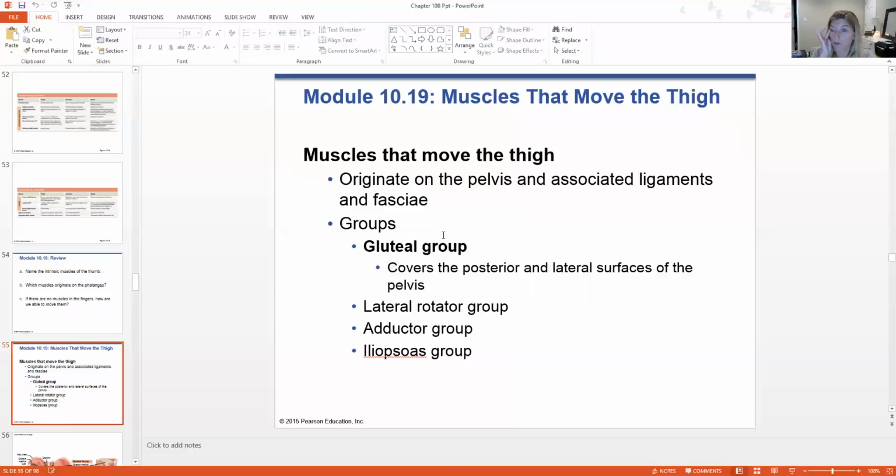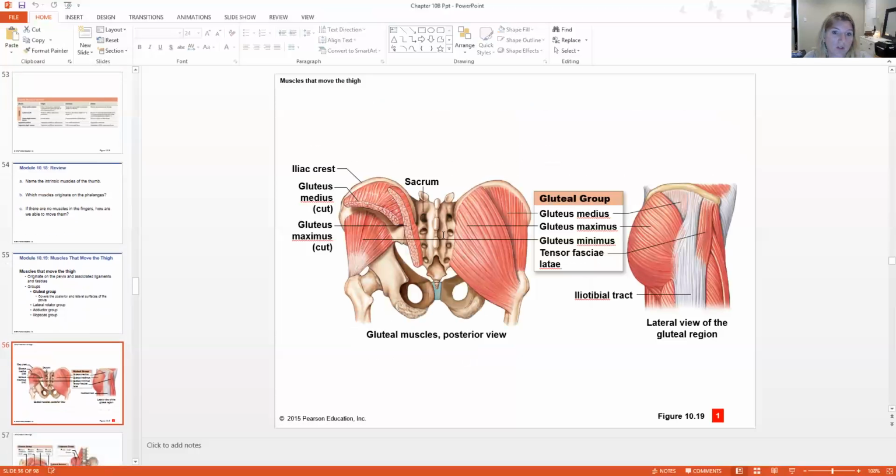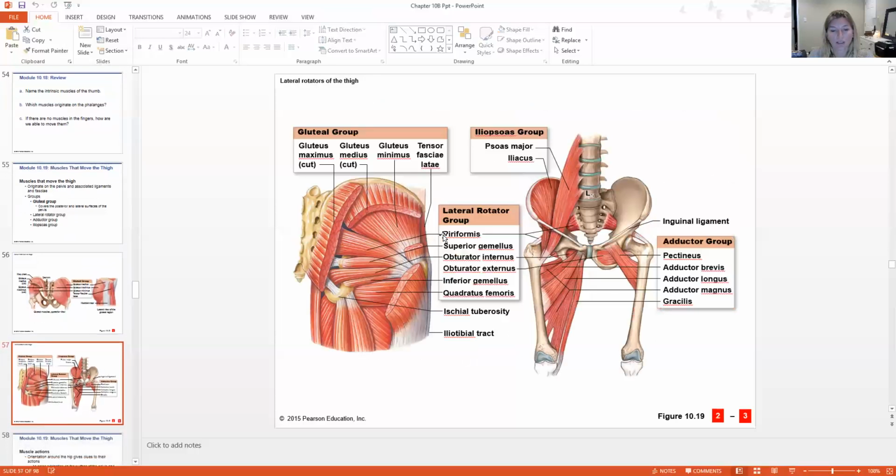Now we get into the lower limb. Muscles that move the thigh are typically originating on the pelvis and are associated ligaments and fascia. You have the gluteal group, the lateral rotator group, the adductor group, and the iliopsoas group. So here you see the muscles where they are. These are really good pictures and even better pictures.